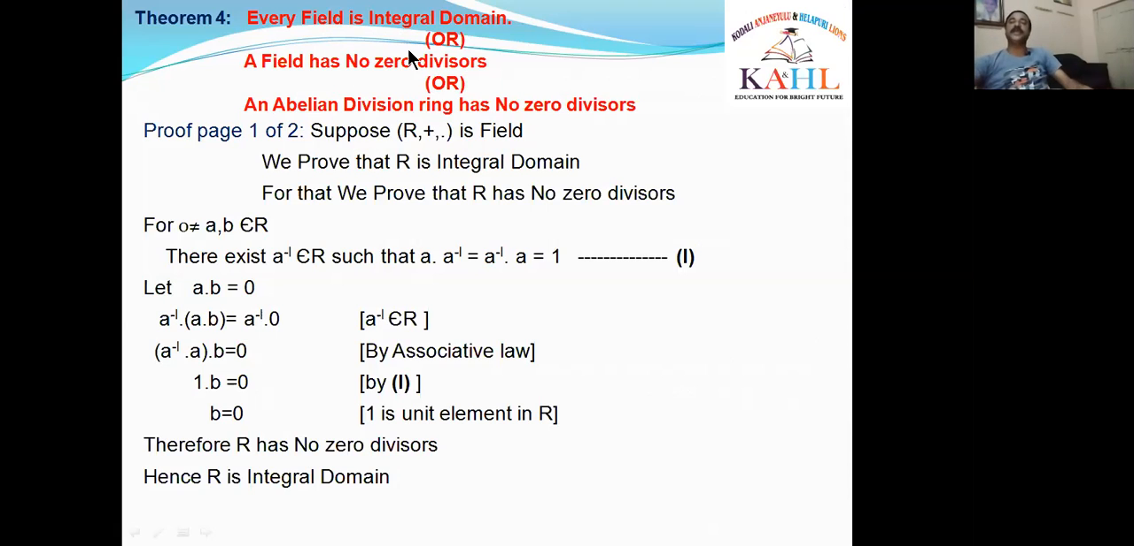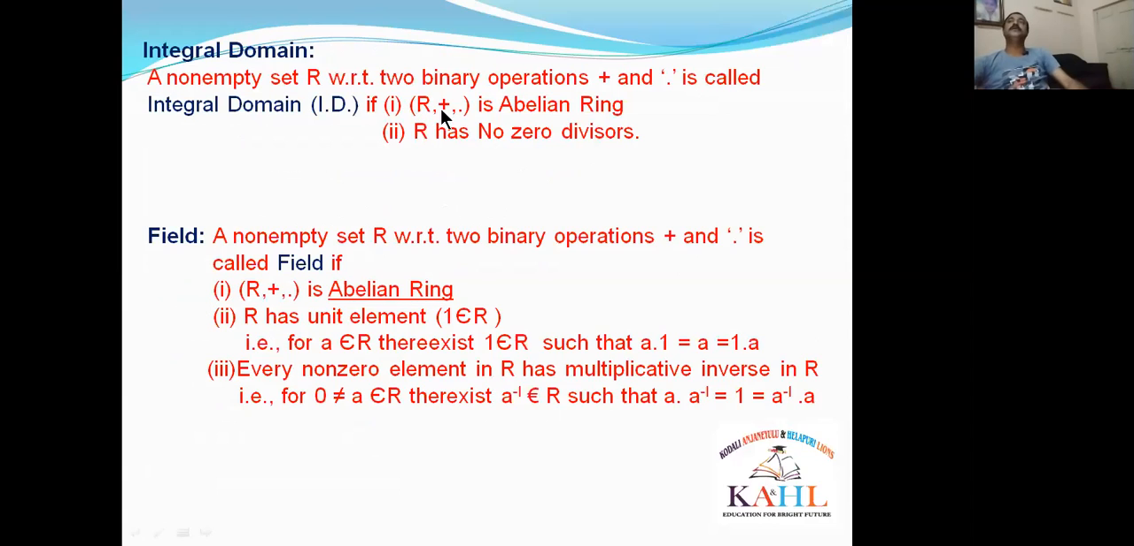I am going back once more. We have to take a field and prove that the field is an integral domain. For that, suppose R, plus, dot is a field. We prove that R is an integral domain. Every field is an integral domain means I take R as a field and prove that R is an integral domain. What is the definition of integral domain? R is an abelian ring and R has no zero divisors. We want to prove these two parts.